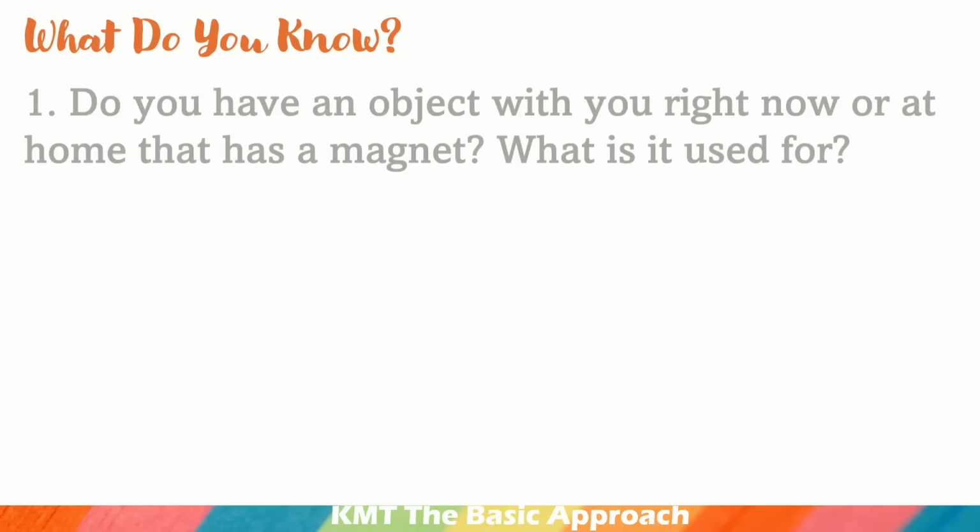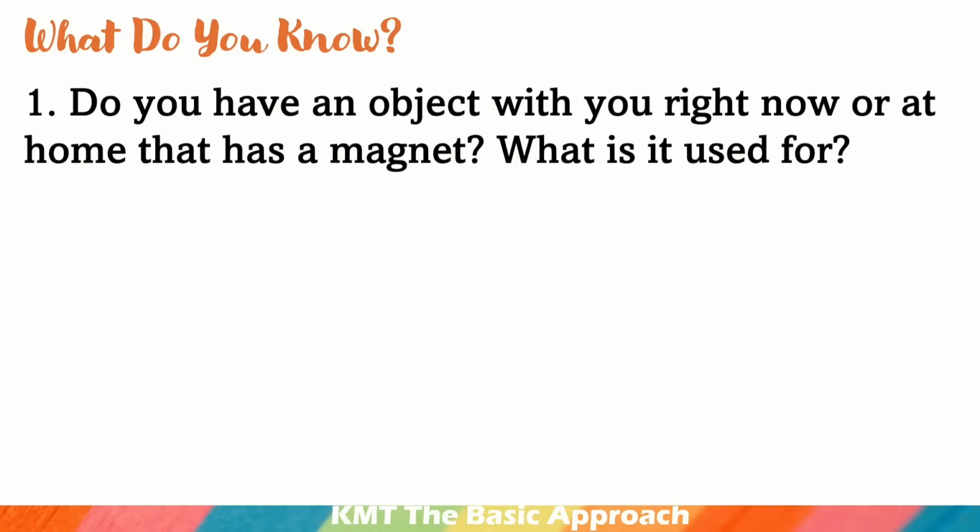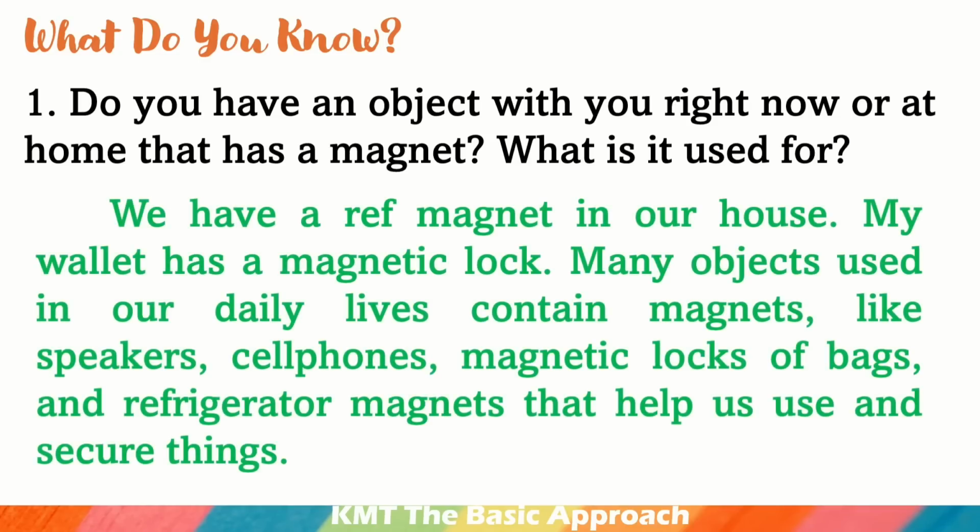What do you know? Number 1. Do you have an object with you right now or at home that has a magnet? What is it used for? Good job! We have a fridge magnet in our house. My wallet has a magnetic lock. Many objects used in our daily lives contain magnets, like speakers, cell phones, magnetic locks of bags, and refrigerator magnets that help us use and secure things.